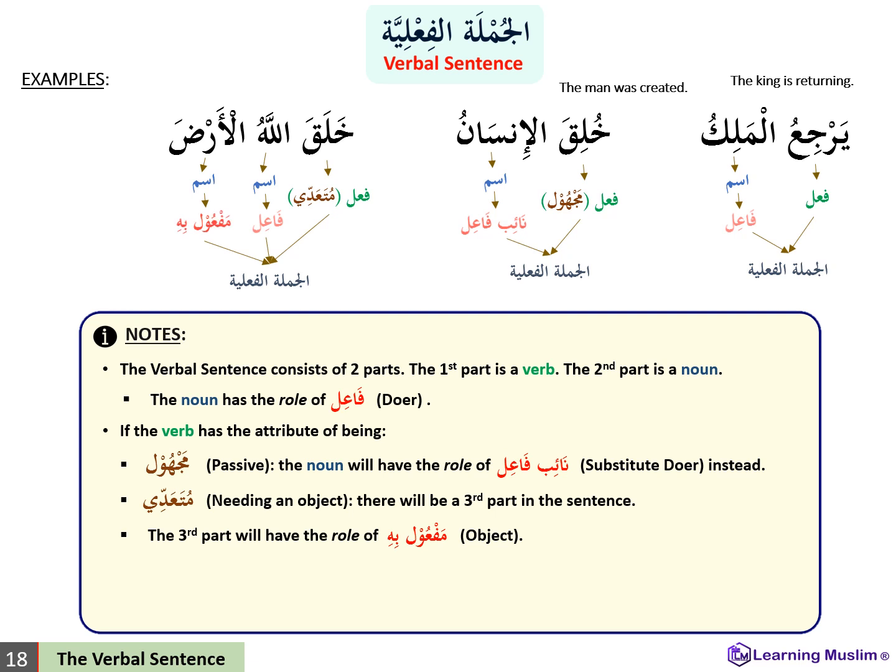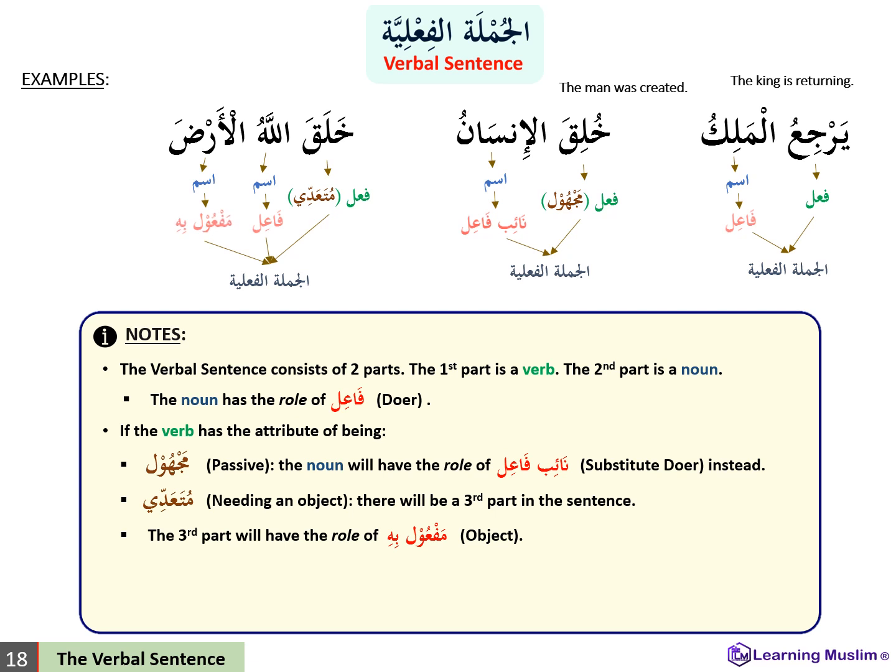Then we have another scenario where the verb is majhul, where it is passive. In that case we will have also another part to that sentence, and that part will be a noun which will take the role of na'ib fa'il or substitute doer, and then that would wrap up that sentence.